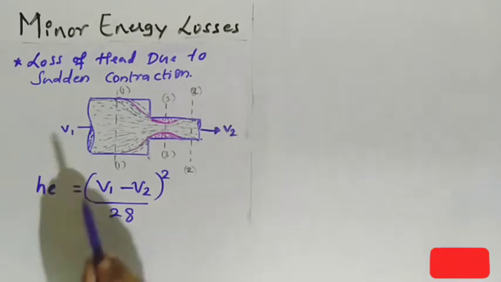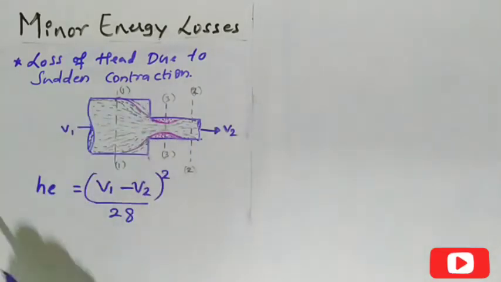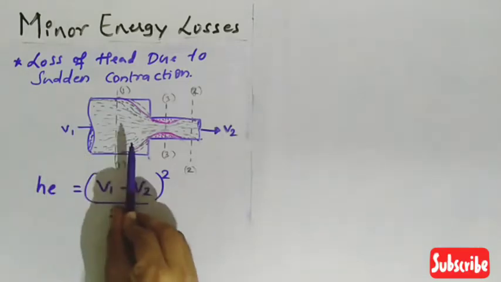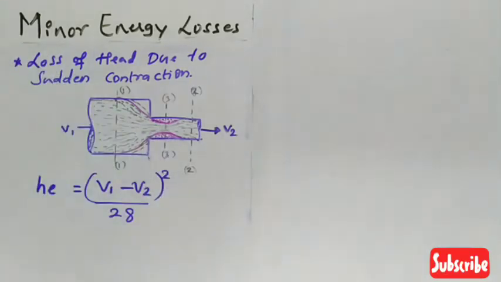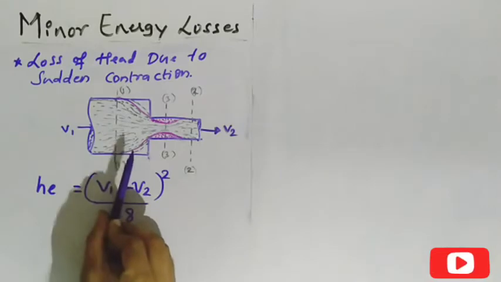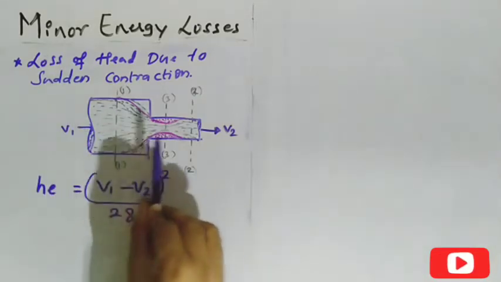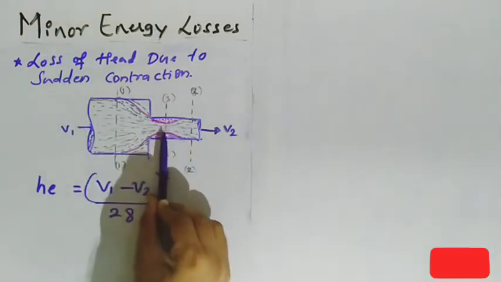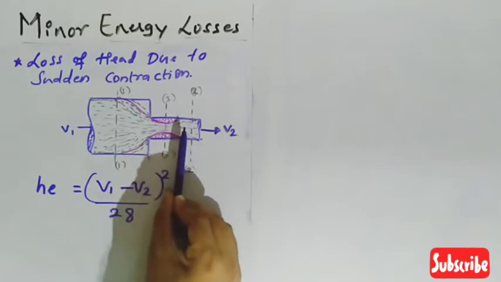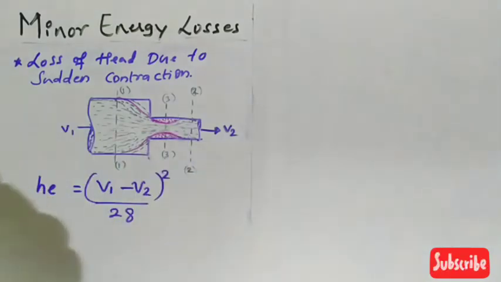Once again I will tell you, whatever loss of head is occurring is mainly due to the sudden contraction as well as sudden enlargement. But the sudden contraction loss will be less, whereas the sudden enlargement between section 3-3 and 2-2 will be more. Now the sudden enlargement is given by (V1 minus V2) whole square divided by 2g.